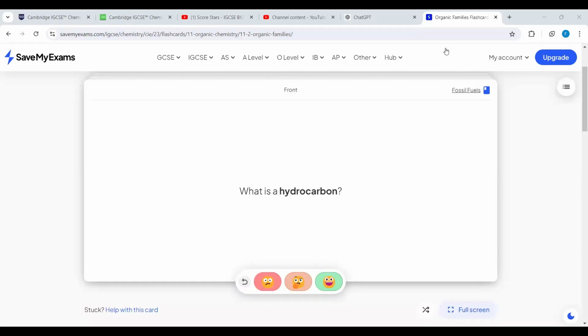Now let's test our knowledge of alkanes with a quick quiz with flashcards. Remember to pause the video after you see the question, write your answer, then check your answer. So what is a hydrocarbon? Pause your video here, write the answer down, and then check your answer. A hydrocarbon is a compound made up of hydrogen and carbon only.